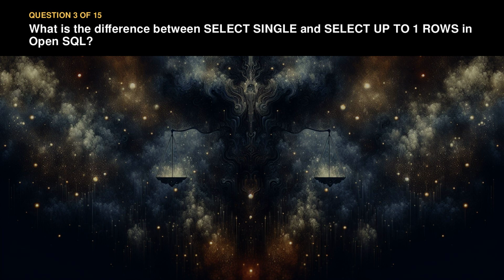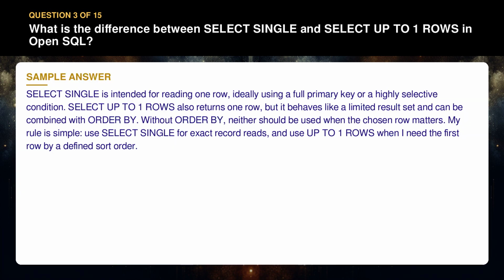Question 3. What is the difference between select single and select up to one rows in Open SQL? Select single is intended for reading one row, ideally using a full primary key or a highly selective condition. Select up to one rows also returns one row, but it behaves like a limited result set and can be combined with order by. Without order by, neither should be used when the chosen row matters. My rule is simple. Use select single for exact record reads, and use up to one rows when I need the first row by a defined sort order.